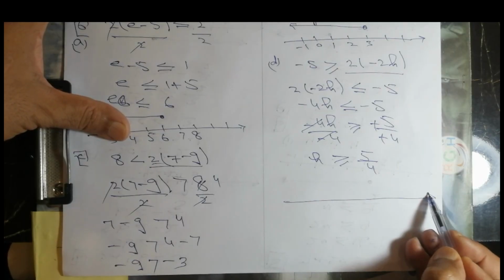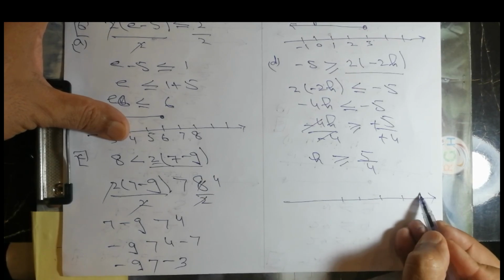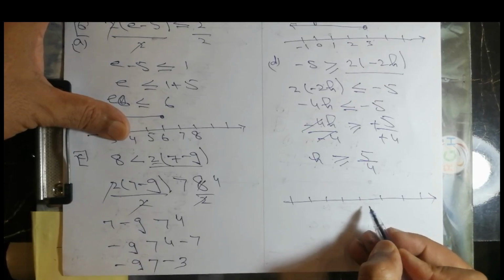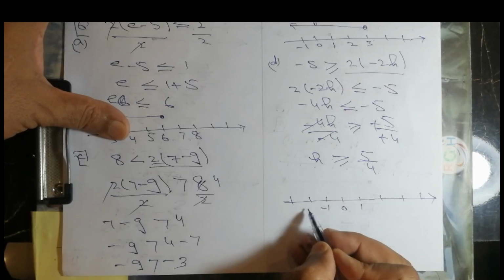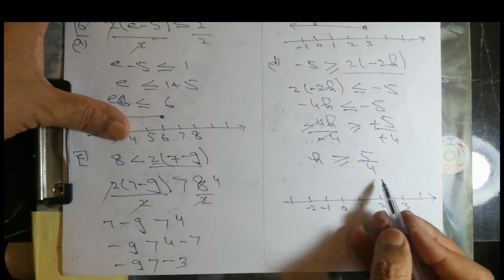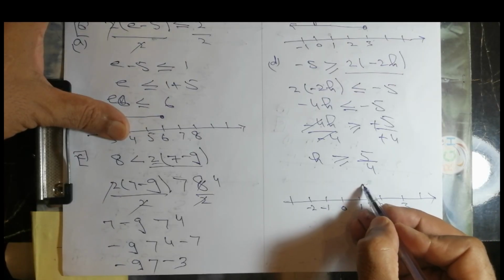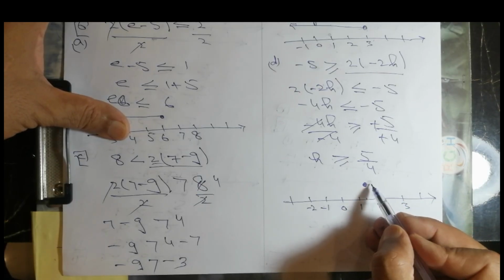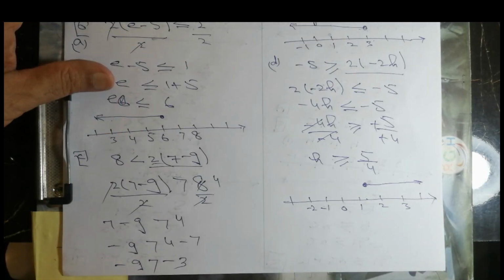To represent on the number line, this is the number line. So 1, 2, 3, 4, 5, and so on, 0, minus 1, minus 2. So 1.25 is about here, and this number is also included. So we will darken the circle, and greater than is this side. So this is the answer.